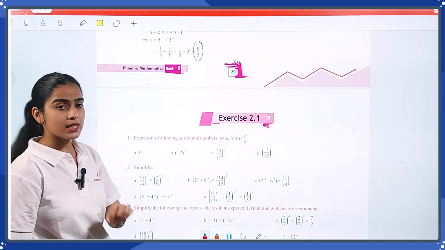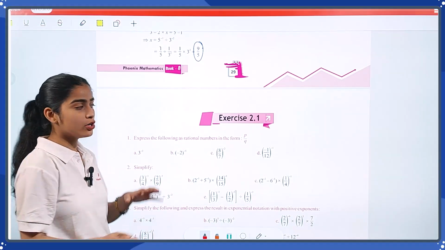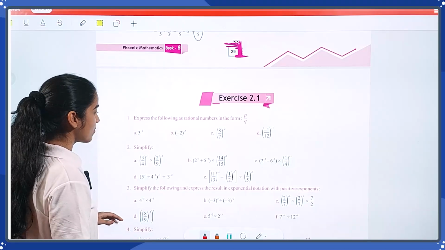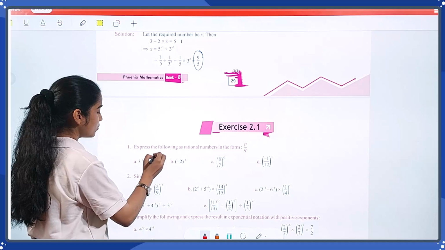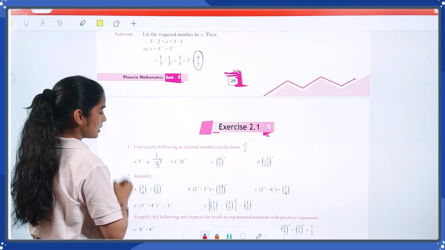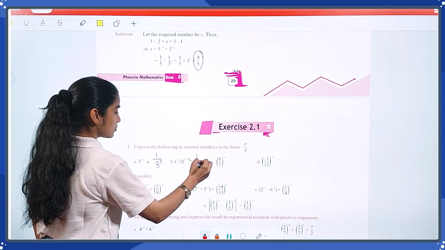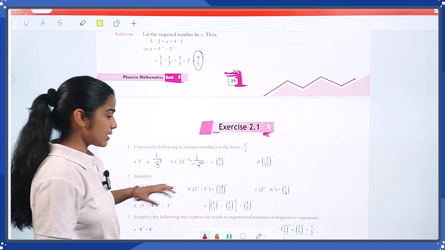Now we have exercise 2.1. This is the time to apply all the concept knowledge over the questions. Express the following as rational numbers in the form p by q. This is a negative power. How will we convert it into a positive one? 1 by 3 to the power 3. In that way, 1 by minus 2 to the power minus 5. You have to solve the rest of the questions in the same manner.